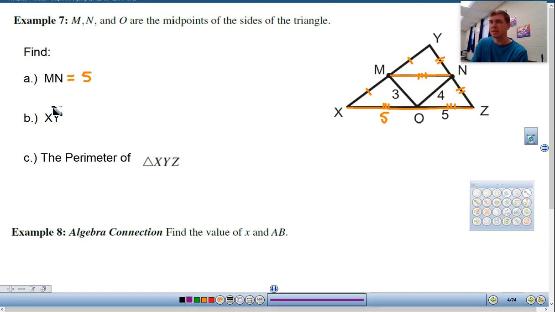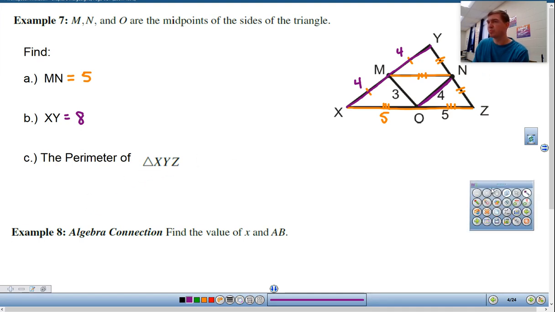XY. XY is going to be related to this midsegment, ON. ON is 4, which means each of those would be 4. So XY would have a total of 8.